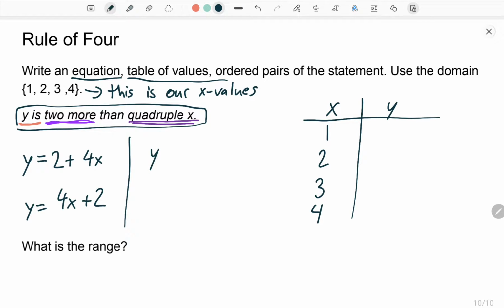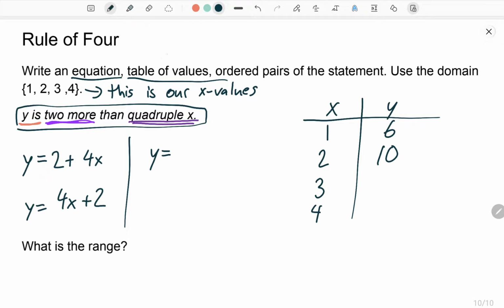So for y, we know the y value is 2 more than quadruple our x value. So it'll be 2 more than, let's put in our values for the domain, one at a time. So we'll do first, x of 1. So it'll be 2 more than 4 times 1, which is just 6. And so 6 will be the first value. Next, we'll take a look at 2. So we're going to do 2 more than quadruple 2. 4 times 2 is 8, plus 2 is 10. So 10 is going to be the next one in our table of values.